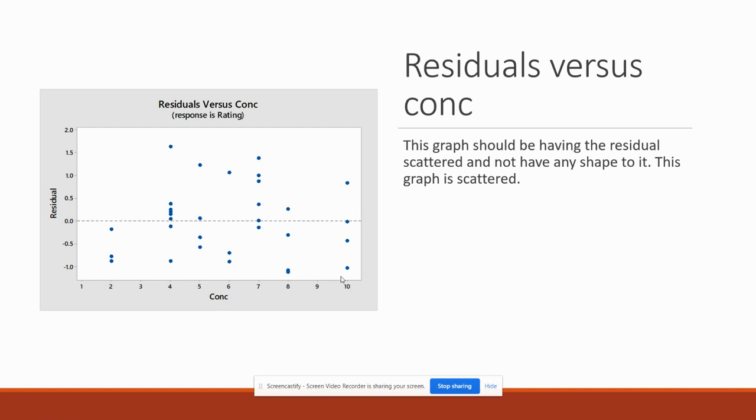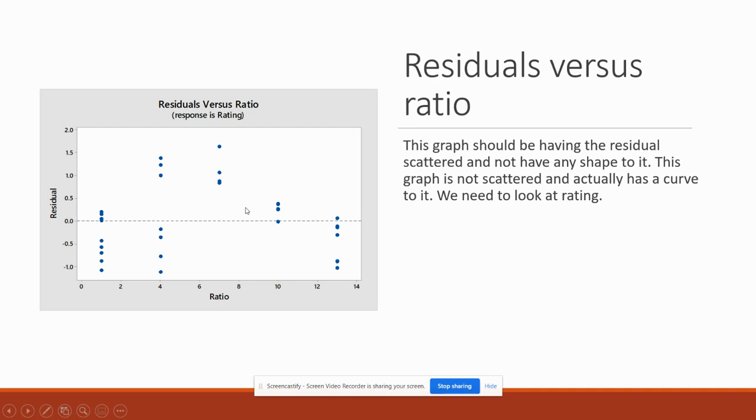So residuals versus the concentration. Remember, this was the formaldehyde concentrations. So the graph should have the residual scatter and not have a shape to it. And this looks pretty scattered. I can't make any patterns out of it. So for the residuals versus the ratio, this again shouldn't have any shape to it. But this graph doesn't really look scattered. It actually looks like it's got a curve to it, and there's maybe some stuff going on because there looks like there's distinct groups going on. So I need to look at that.